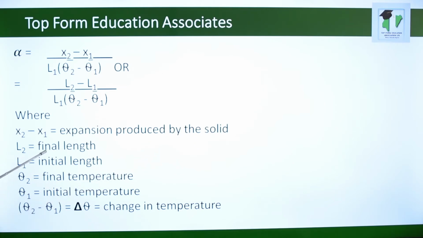L2 means the final length of the object when you have added heat to it. Now L1 is the initial length when you have not added heat to that object or the metal. Theta 2 means the final temperature, and theta 1 means the initial temperature when you have not added heat to it. Theta 2 means the final temperature when you have added what? Heat. Is that okay? Now theta 2 minus theta 1 gives you the change in temperature. It means the final temperature minus the original or initial temperature gives you what? Change in temperature.